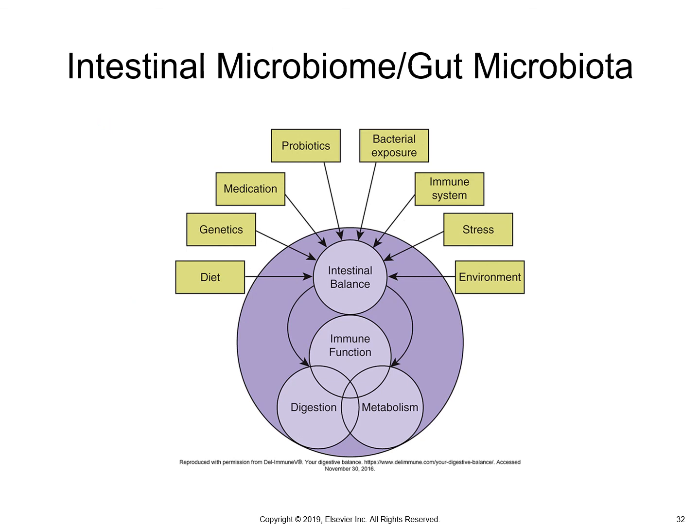This is just a chart that kind of shows you the different things that can affect our intestinal balance. And our intestinal balance can affect our immune function, our metabolism, and our digestion. A few of the things I mentioned were medications or antibiotics, our genetics, our diet, probiotics, that's a big thing. A lot of people are trying to make sure they get plenty of probiotics to keep regular and keep that intestinal microbiome level. Bacterial exposure, our immune system can affect that, stress, and our environment.